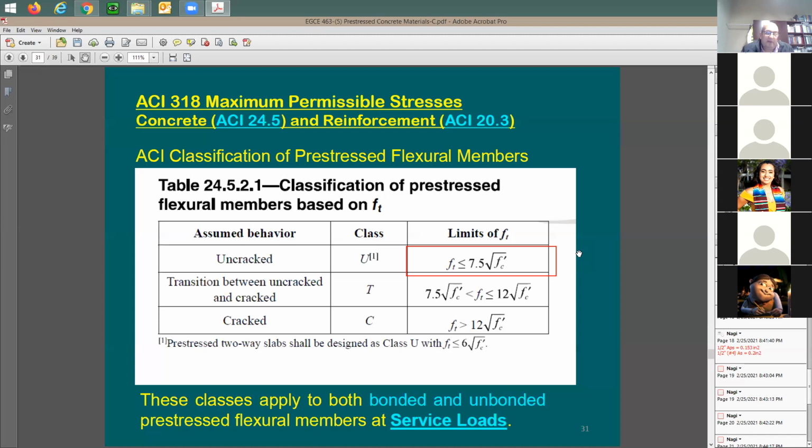How about if I'm allowing cracks? You're going to say, you know what? Your limit is going to be 12 square root of f'c. But it's okay to go beyond 12 square root of f'c, as long as you provide non-tension rebars, like conventional rebars. So it's allowed, it's okay. But you're going to have rebars. Otherwise, the concrete is going to open up and you cannot control it. So in this case, I'm going to put some reinforcing bars here.